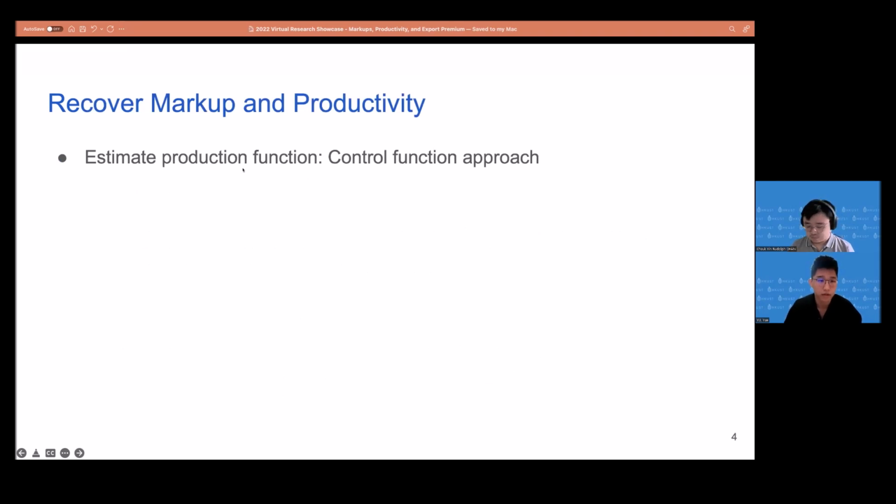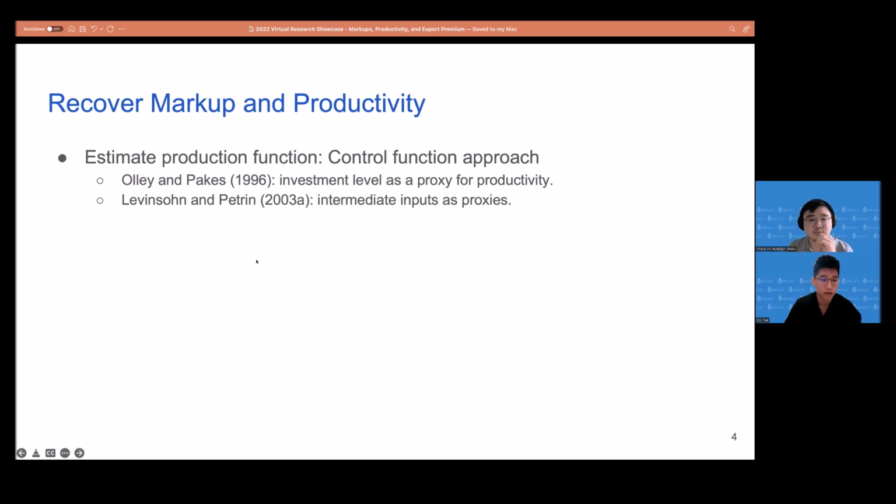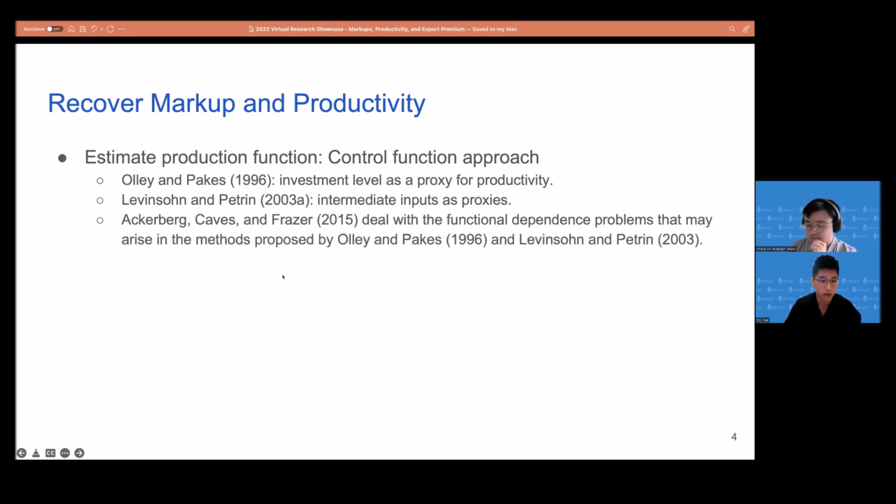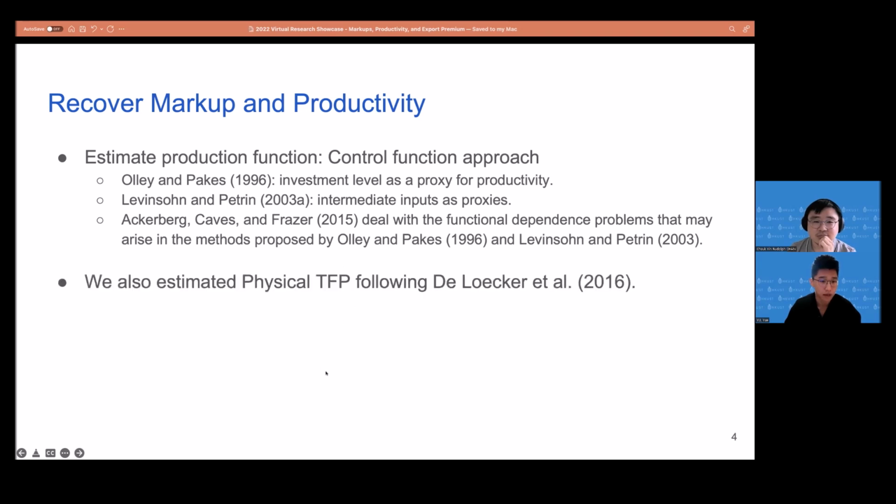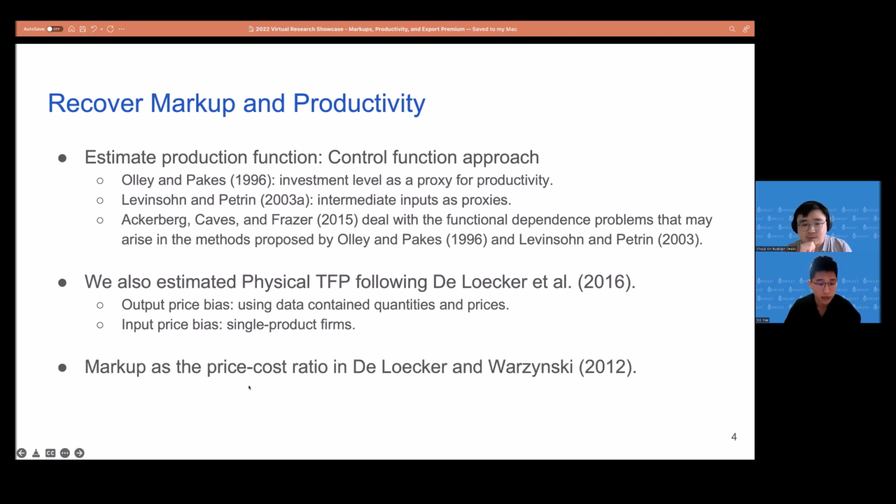So here I introduce some conventional ways to estimate the production function. First is Olley and Pakes 1996, which uses investment level as a proxy. And next, the method is revised by Levinsohn and Petrin and Ackerberg et al. in 2015. And eventually, we used the estimation of De Loecker et al.'s Econometrica 2016 paper to estimate both revenue TFP and physical TFP, for it addressed the output price bias and input price bias. And we also recover markup as the price-cost ratio following De Loecker and Warzynski's AER 2012 paper.